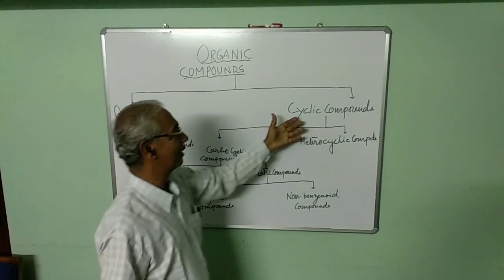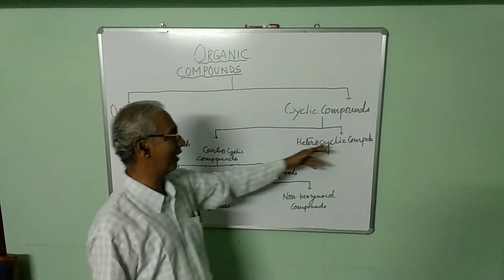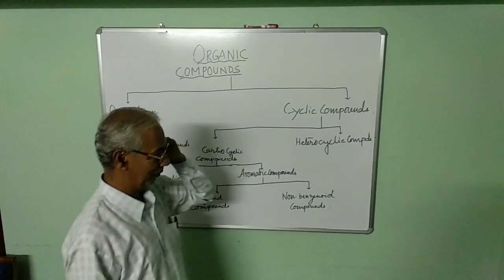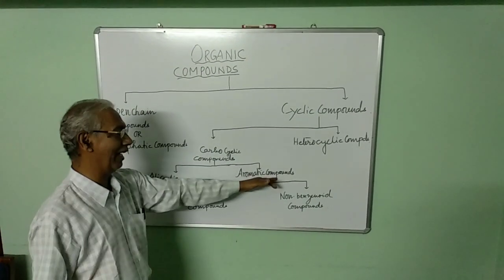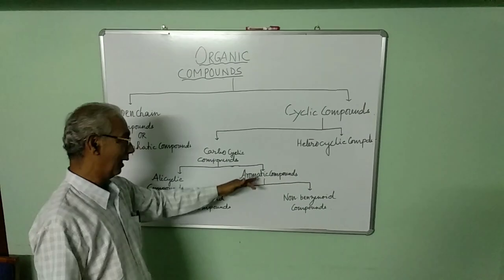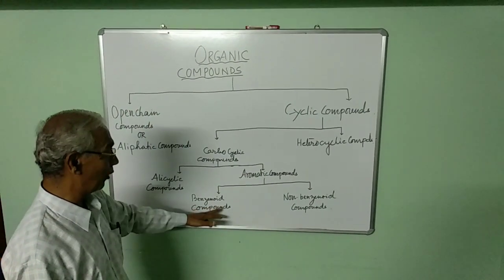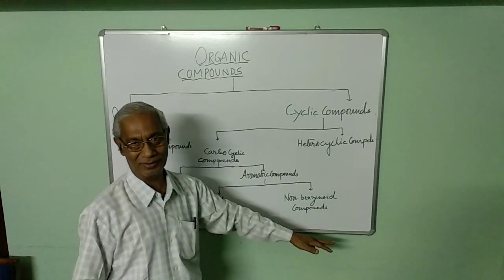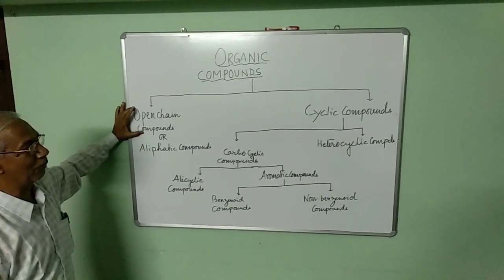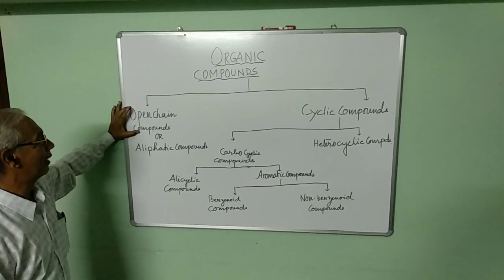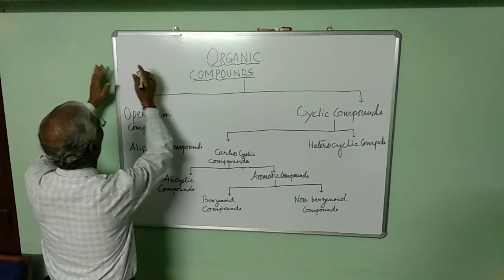Next classification: cyclic compounds are again classified into two classes, carbocyclic and heterocyclic. Carbocyclic are again classified into two classes, alicyclic and aromatic compounds. Aromatic compounds are again classified into two classes, benzenoid compounds and non-benzenoid compounds. So one by one we shall discuss. First, open chain compounds. Example: I am writing open chain, that means heads are open.